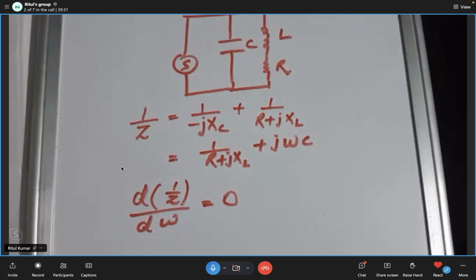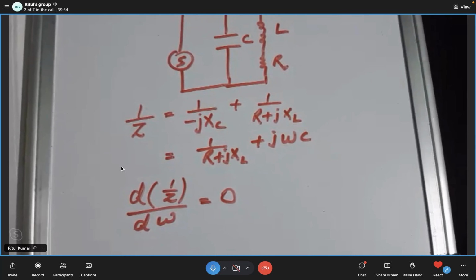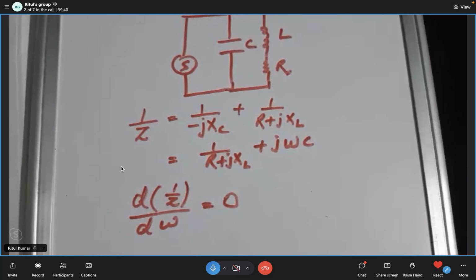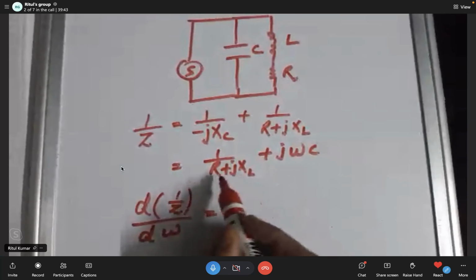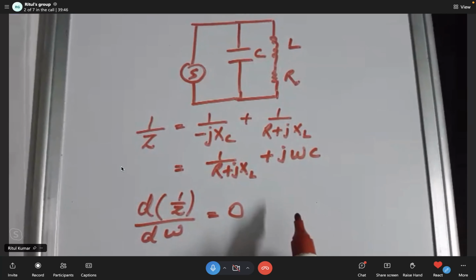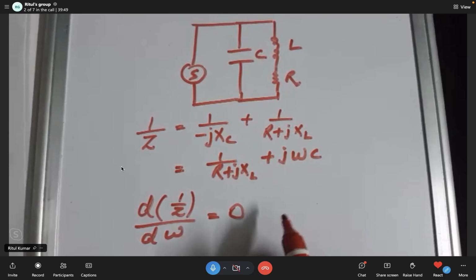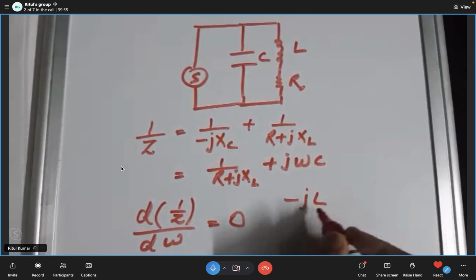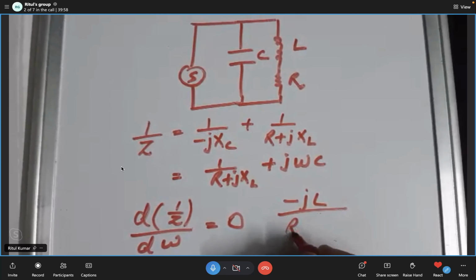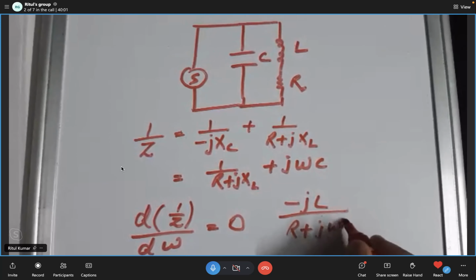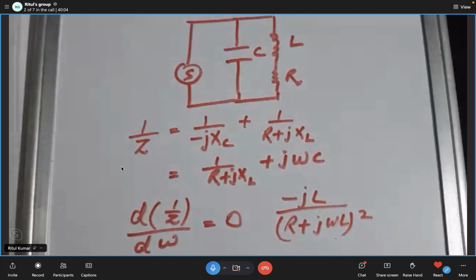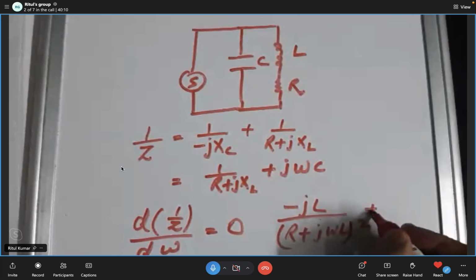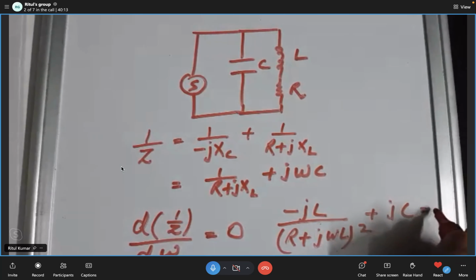So I think you will be getting R squared plus omega squared L squared is equal to 1 by LC, right? Yeah. Differentiate this, nothing else. Okay, minus of jL over here, when differentiated, R plus j omega L whole square. Do you concur with this? Yes, sir. And the second one will be jC. We will be equating it to 0.